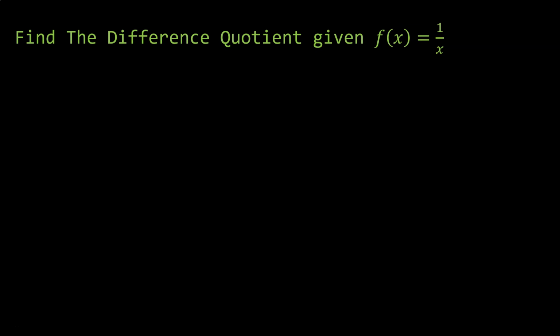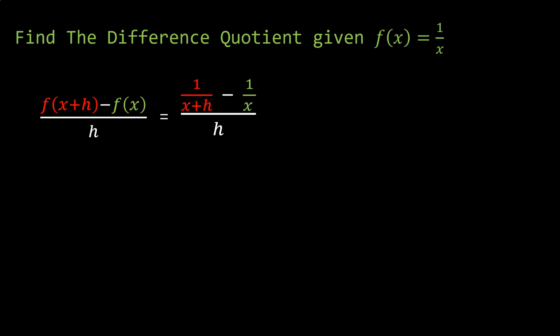Here's another example. f of x is the function 1 over x. The difference quotient, f of x plus h minus f of x over h, is going to be, wherever I see x, I plug in x plus h. So I will have 1 over x plus h minus the function itself, which is 1 over x, all divided by the difference in x, which would just be h.